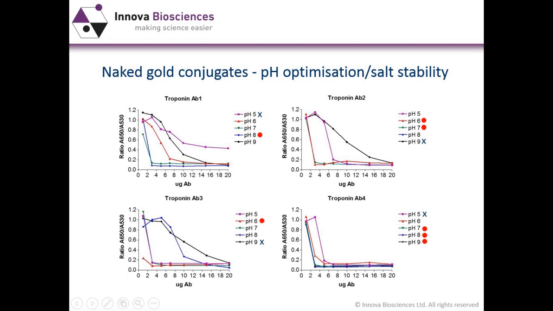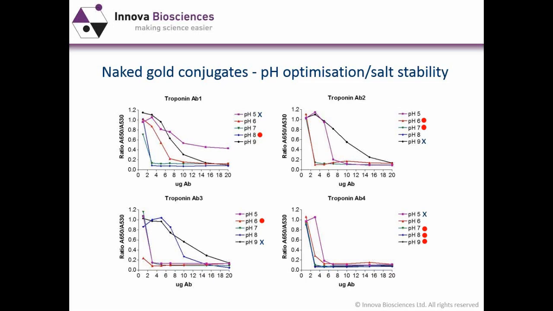So what we have here is a salt stability test. We're showing on the y-axis the 650-530 ratio of absorbances, and on the x-axis the amount of antibody that we're using to try and make the conjugate. And the whole thing is carried out at 5 different pHs. So to optimize each antibody, there's quite a lot of experiments that need to be done. It's a trial and error procedure. So in this case, top left, this particular antibody seems to work best at pH 8. And what I mean by that is we have a very low ratio with the blue line, for example, and we're using quite a small amount of antibody, 3 micrograms in this case, to efficiently coat the gold surface.